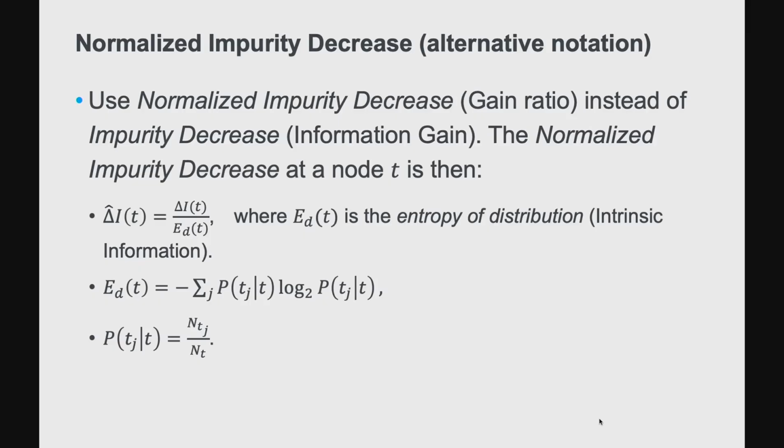An alternative to the notation I just used is that we talk about EDT as the entropy of the distribution and delta IT as the information gain, and then the information gain ratio is described by these two formulas. But that's just a slightly different notation than on the slide before.